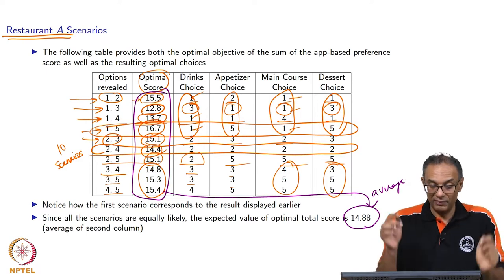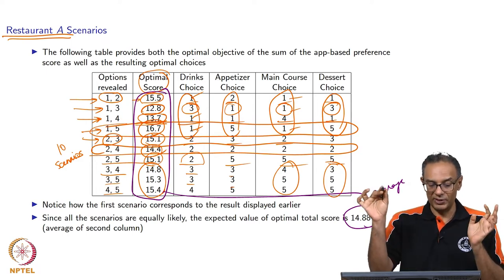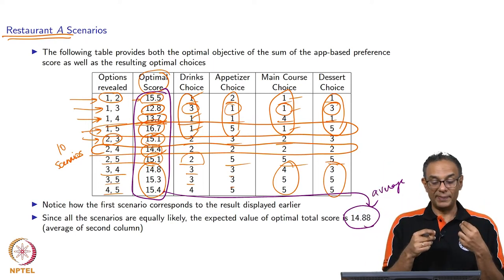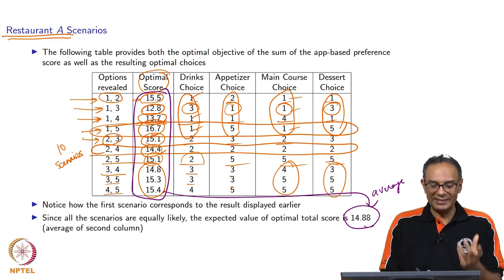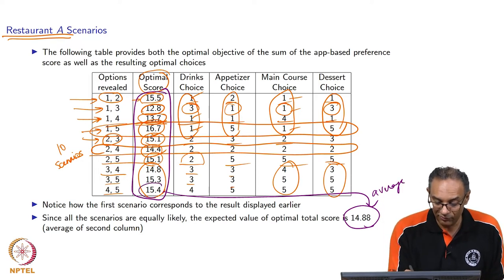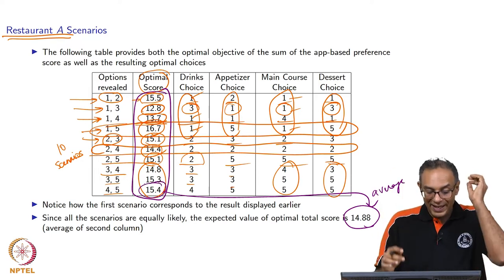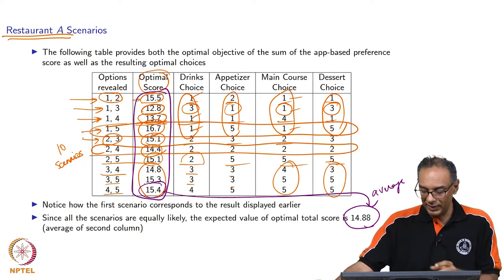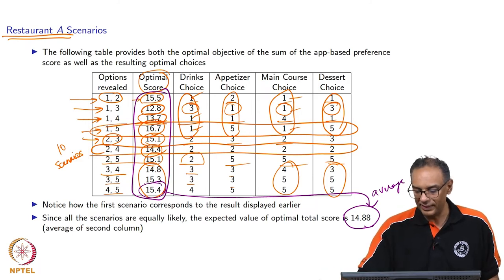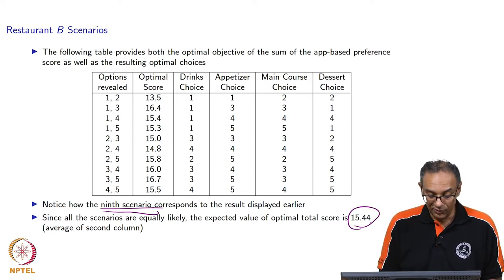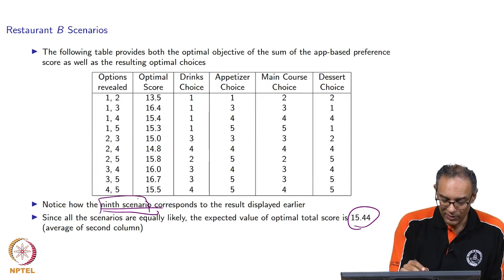You could have formally done 15.5 times 1/10 plus 12.8 times 1/10 and so on, like we normally do to compute the expected value. But notice that that is exactly the same as taking the averages. Okay, so you do 15.5 plus 12.8 and so on till 15.4 divided by 10. You're doing exactly the same thing. I forgot to mention that earlier, but you could actually obtain the average score of 14.88. Likewise, in the restaurant B situation, the average score is 15.44.